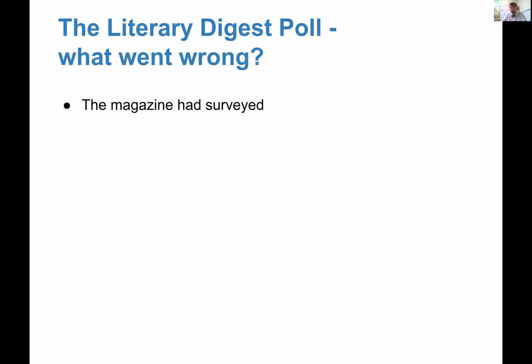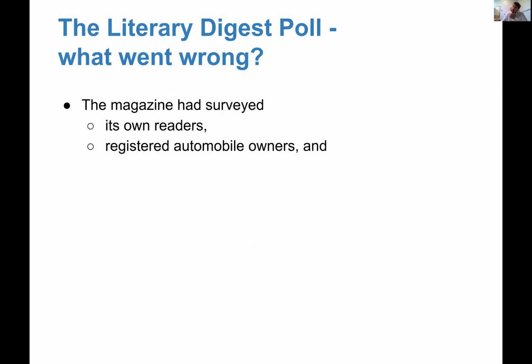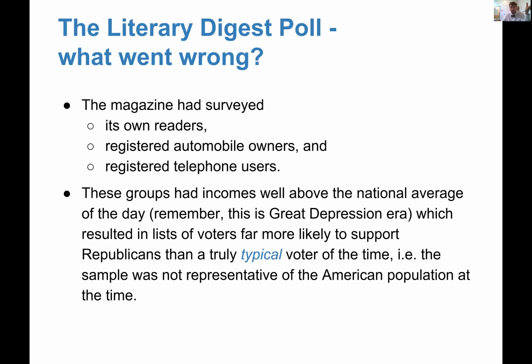Well, what went wrong? The magazine surveyed its own readers, registered automobile owners, and registered telephone users. The problem with that is that it was not representative of America in general during that time. The people in those three groups had incomes well above the national average. So they were tending to only survey rich people during the Depression. And FDR had lots of different things to help poor people in the Depression. So the bias of the sample towards rich people caused it to not be representative of America, not representative of the typical voter. And so it caused a huge problem.